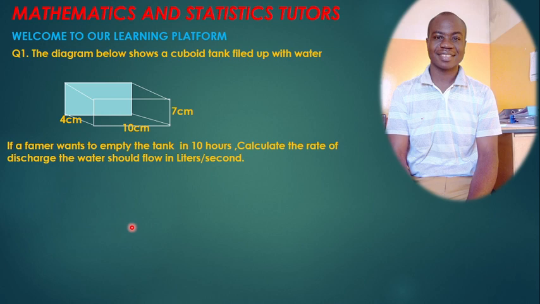In this question, it reads, the diagram below shows a cuboid tank filled up with water. As you can see, this is a cuboid shaped tank. It has 4 centimeters, 10 centimeters, and 7 centimeters. Now, if a farmer wants to empty the tank in 10 hours, calculate the rate of discharge. The water should flow in liters per second.